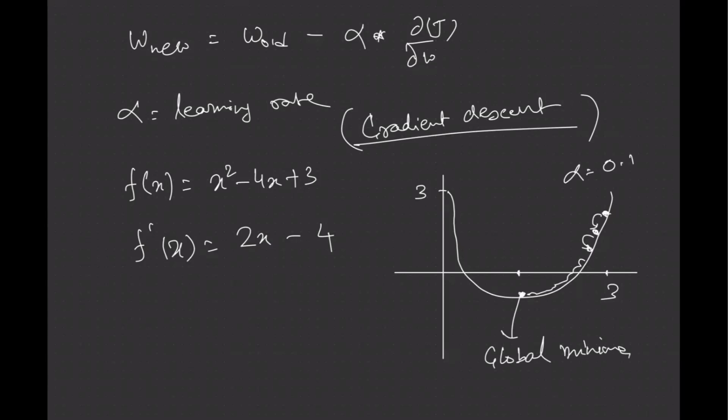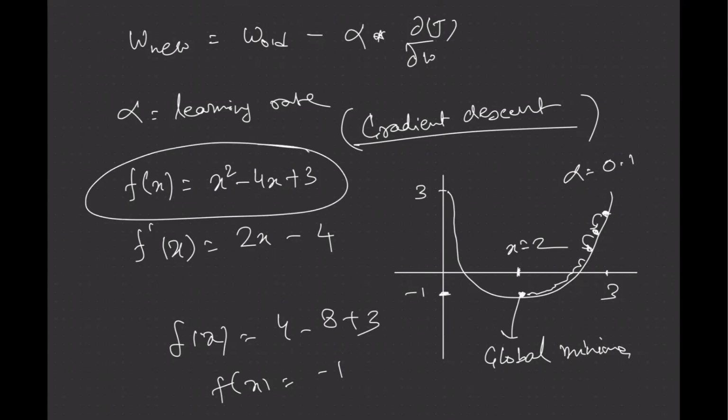What is this point? This is where x is equal to 2. Put x equal to 2 here. f(x) at x equal to 2 becomes 4 minus 8 plus 3. Right? f(x) is minus 1. So this is minus 1. Makes sense?